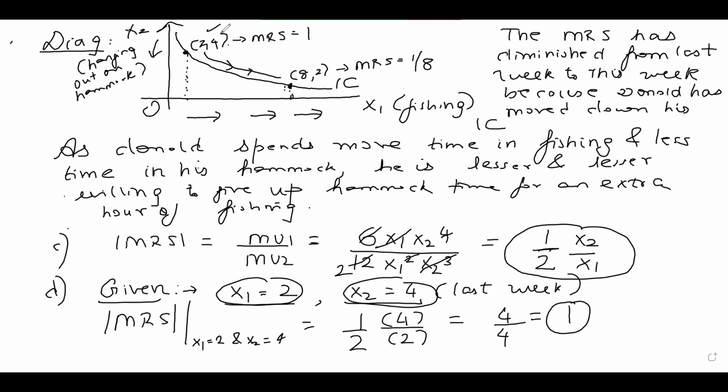When he moves from 2,4 to 8,2, he is moving towards more hours on fishing. So now he is lesser and lesser willing to give up his time on the hammock because a consumer always wants more of both the goods. When you are devoting more time to fishing, you have to give up some hammock time, but now you are lesser and lesser willing to give that up because it grows in importance to you when you start losing it. So now you are lesser and lesser willing to give that in exchange for an extra hour of fishing.